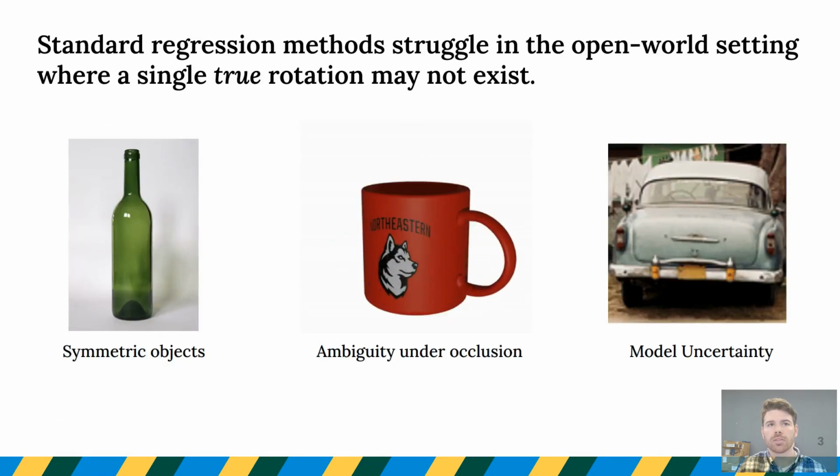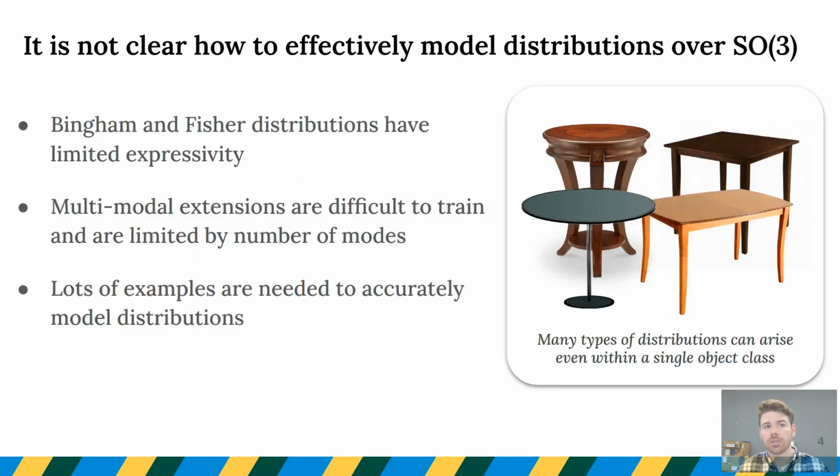Standard regression methods struggle in the open world setting where a single true rotation may not exist. Many common household objects like bottles, boxes, and mugs have rotation symmetries or exhibit pose ambiguity from certain viewpoints. In other cases, the image may not convey all necessary information to determine the pose. Rather than regress to a single point estimate, it would be useful to explicitly model a distribution over correct rotations.